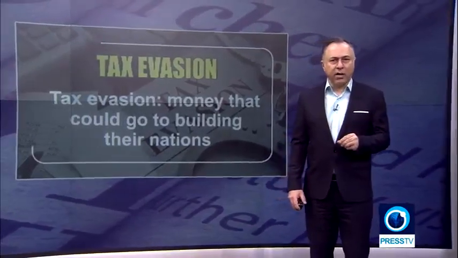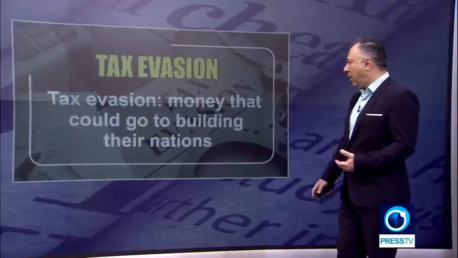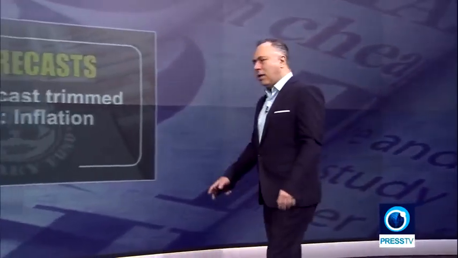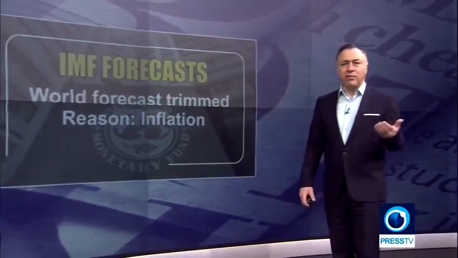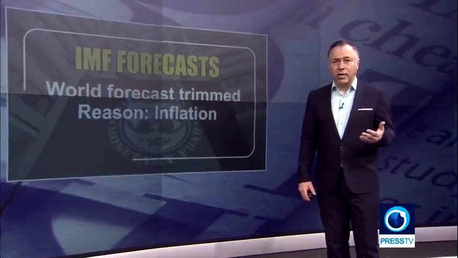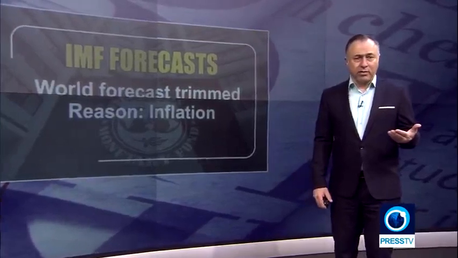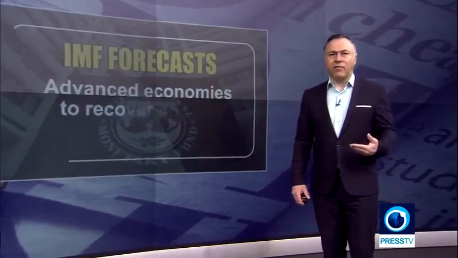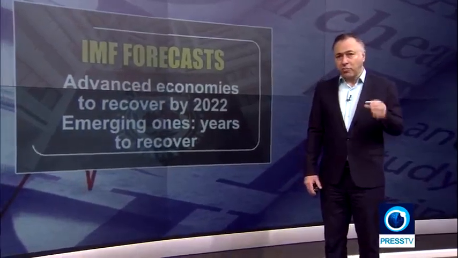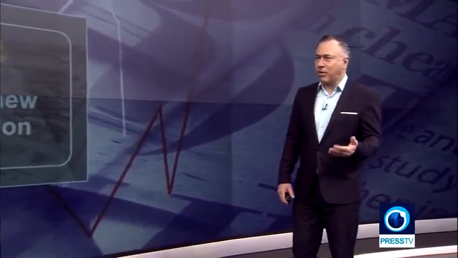And here's an important point that goes unnoticed, or underreported: the tax money could go to building their nations. And of course, they're hiding their taxes in offshore accounts, and that doesn't go towards nation building. Next up, IMF forecast, world forecast trimmed. The reason: inflation. I'm telling you, inflation is going to be the biggest story for this year. You're going to see prices skyrocketing. This is why the GDP forecast has been trimmed. It cited vaccine divide and inflation as the cause for the projection cut. But more alarming in the report was that though advanced economies will return to pre-pandemic levels, most emerging and developing countries will need many more years to recover.